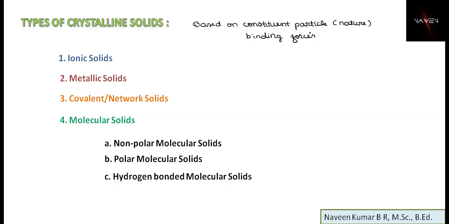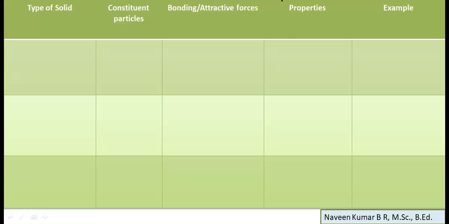Now we'll learn with the following information. We'll concentrate on each type of solid: what will be its constituent particle? Then, after knowing the constituent particle of the respective crystalline type of solid, what is the binding or attractive force holding those particles in the solid? Then a few simple properties of that we'll relate with examples. So now we'll start with the first one.